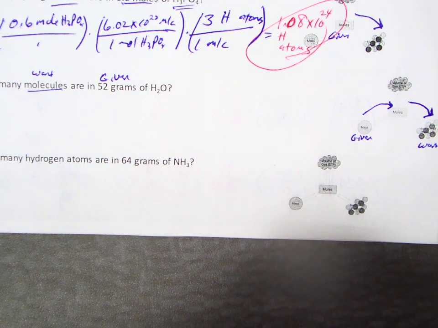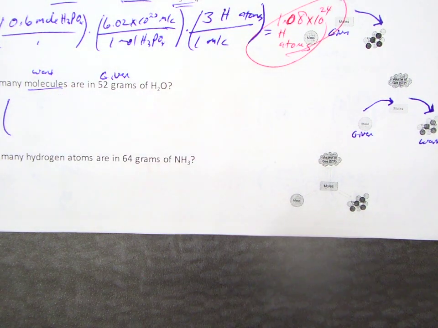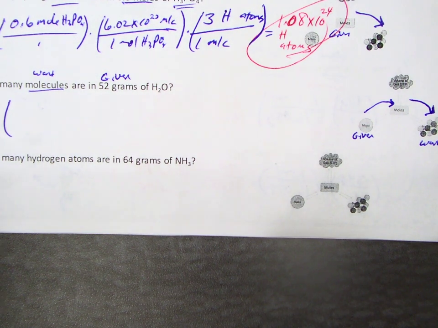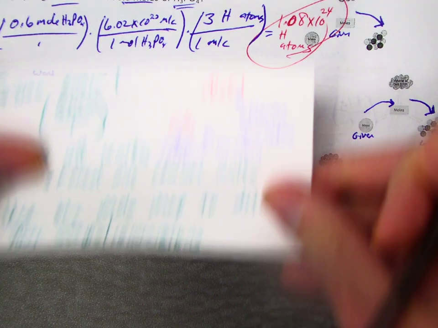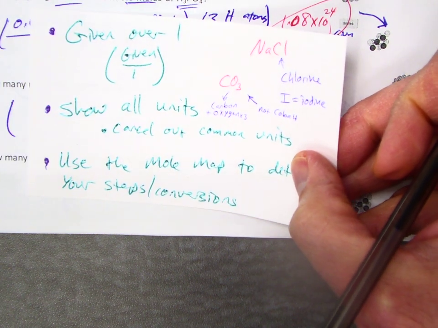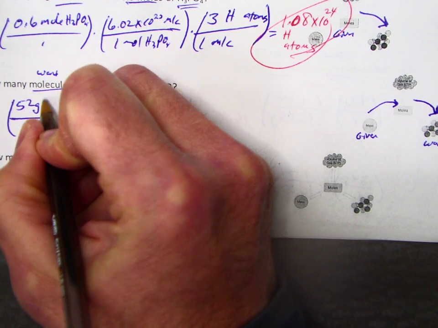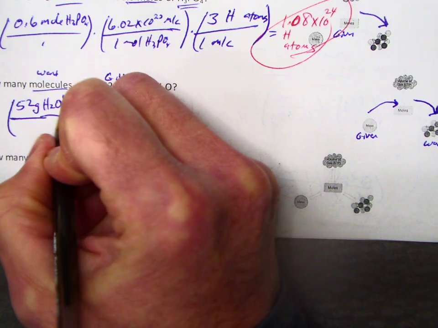So setting this up, we're going to take our given and put it over 1. Again, we always set it up in the same way. We're always going to use our given and put it over 1. Not 1 over the given, but the given always goes on top. So 52 grams of H2O over 1.